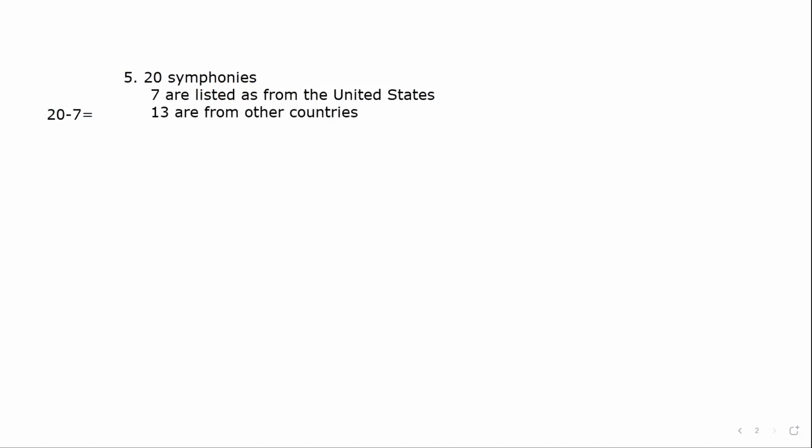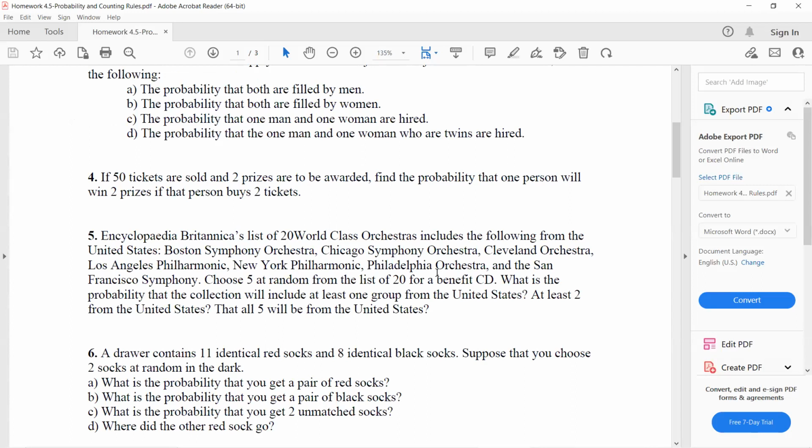Question, we have two questions buried in here. The first one is, choose 5 at random from the list of 20. What is the probability that the collection will include at least one group from the United States? So we actually have 3 probabilities buried in here, but one group from the US.